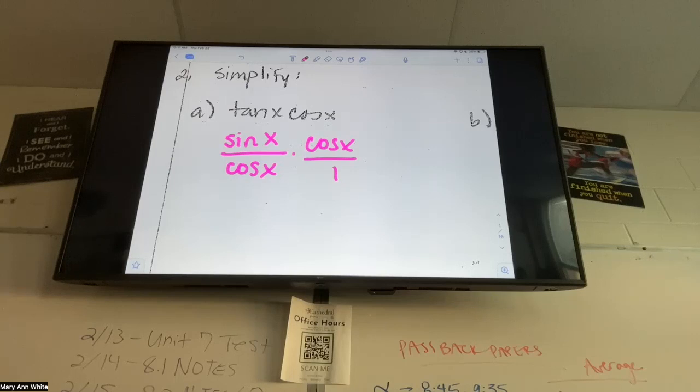And now we're going to see if we can simplify or factor or do any of those things. Can you do anything here? You can cancel the cosine. Good, my cosines can cancel out. What am I left with? Sine x. Is that one trig function without a fraction? Yeah, that's simple. That's as good as it gets. So that is my simplified version.